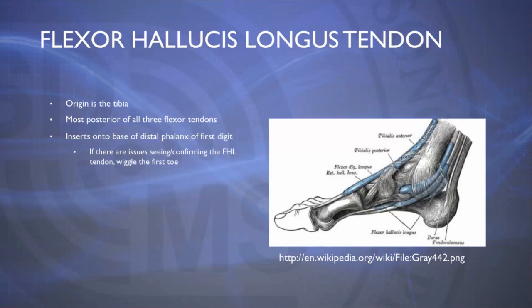So this is showing you here in the diagram the flexor hallucis longus tendon. You can see it right there and on this end. And by wiggling the toe, which I'll show here next, we can confirm that it truly is the FHL.